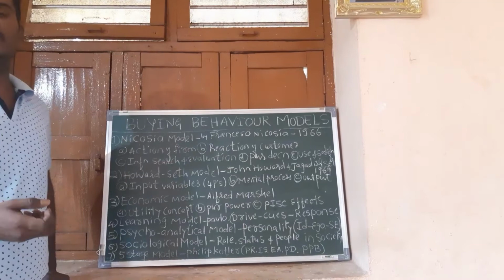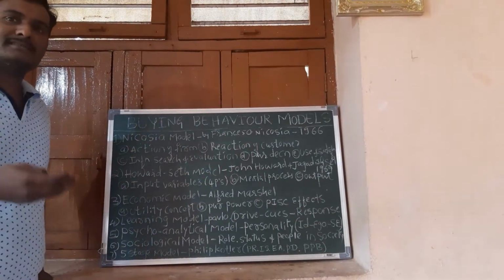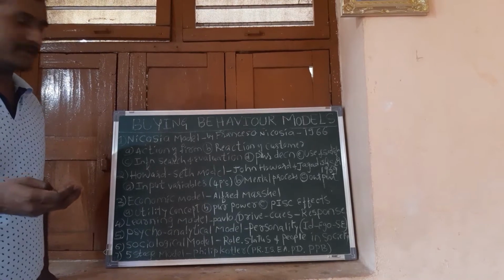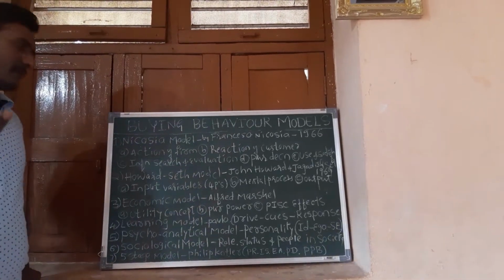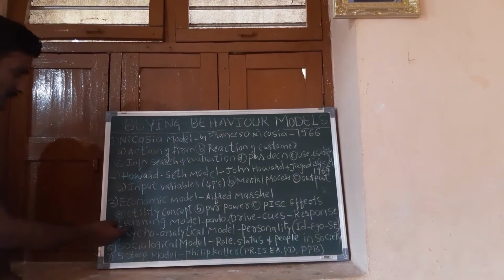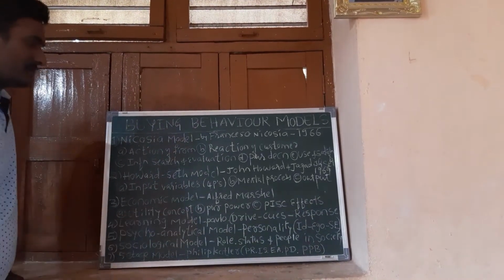Communication effect means here, if more and more promotional measures or advertisement and publicity are made by the marketer, then the customer will buy more and more products. So this is how the economic model works. And I have one more important model, that is the learning model given by Pavlov.